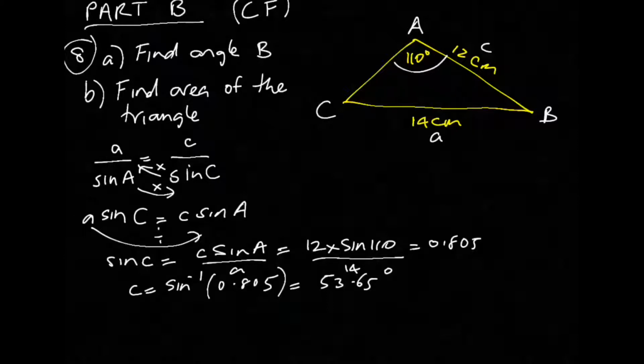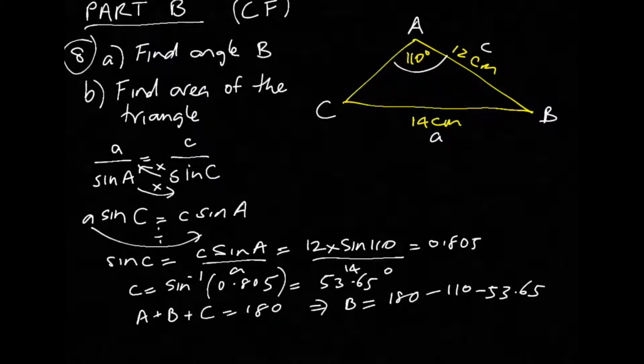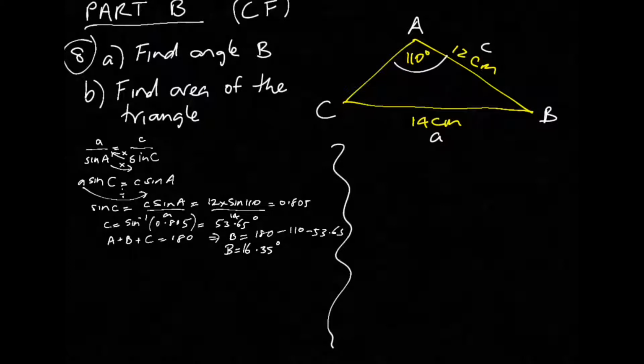Now we know 2 angles, we can find B because all angles of a triangle add up to 180. So A plus B plus C equals 180. So B equals 180 minus 110 minus 53.65. B equals 16.35 degrees. So let's go ahead and put our values in. So this is 16.35. This is 53.65.